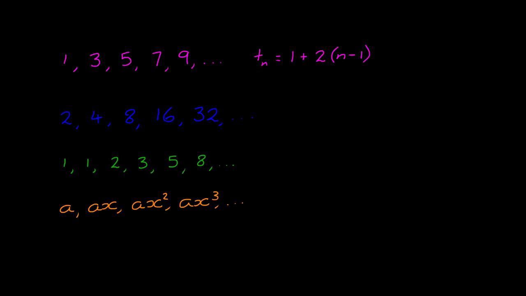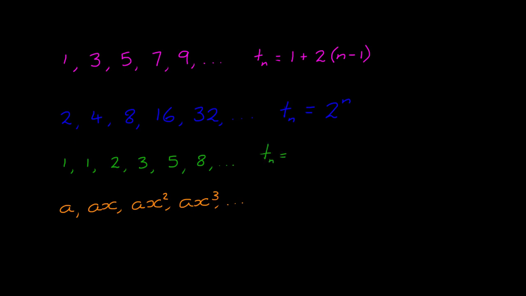The second sequence can be written as term n equals 2 to the power of n. So the first term is 2 to the power of 1, the second term is 2 to the power of 2, etc. The third one is a little different because it's difficult to write an explicit formula that allows us to calculate any particular term in the sequence.